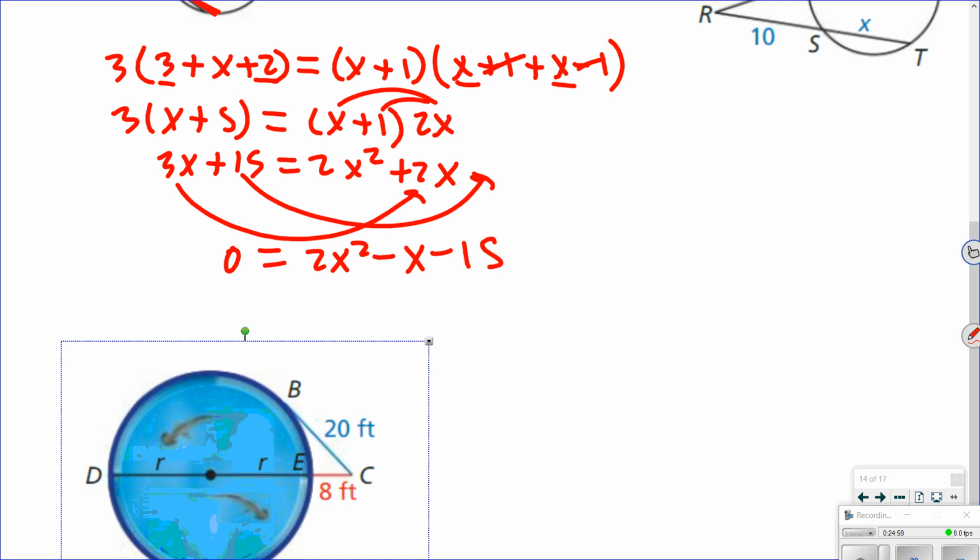Okay, now I've got to factor that, and I don't care how you do that. You can do the X method. You can do guess and check. You can do it either way. I'm going to do guess and check, but that's up to you.